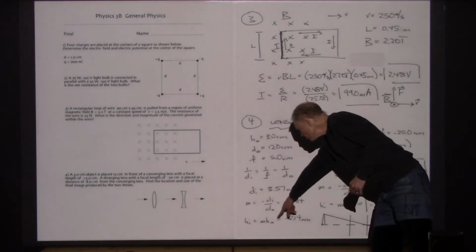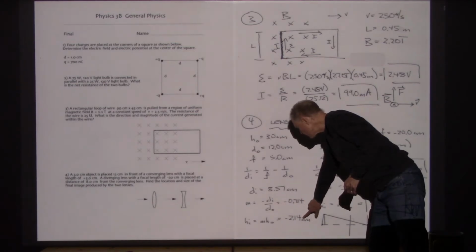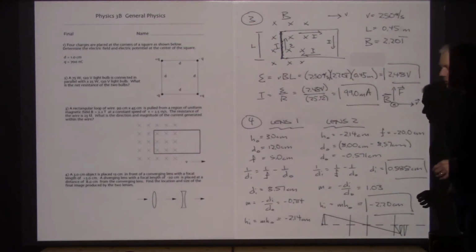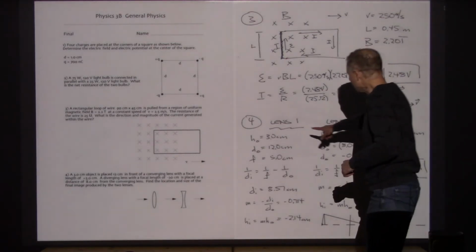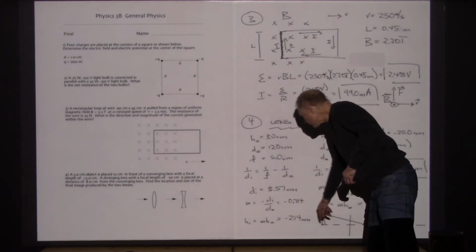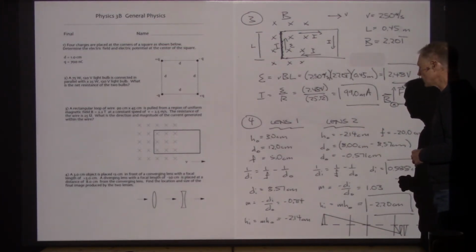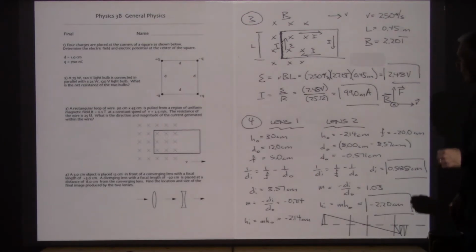And using the magnification formula, it says that the image is 2.14 centimeters in size, in lateral dimension. Now, the original object was 3, and so the 2.14 is a reduction in size. We multiplied by that magnification of 0.714.